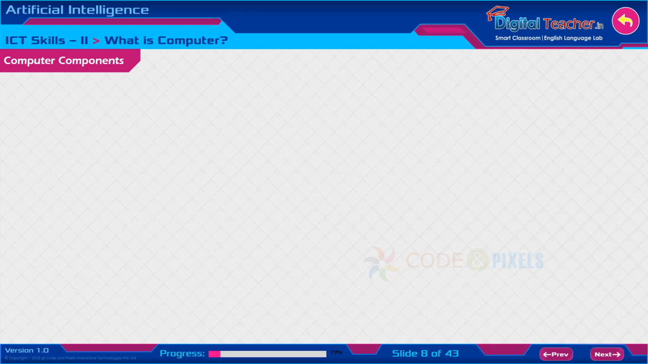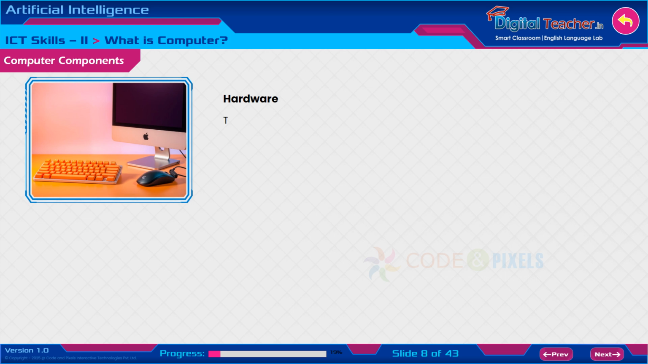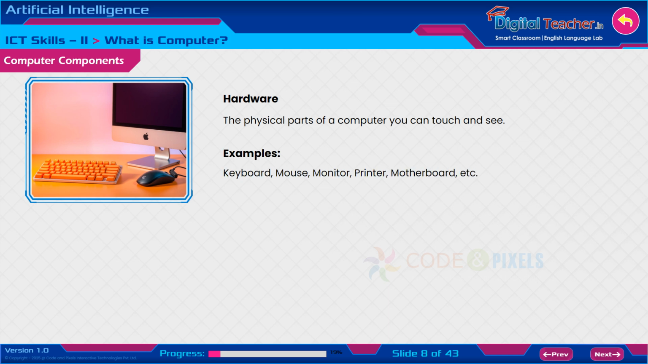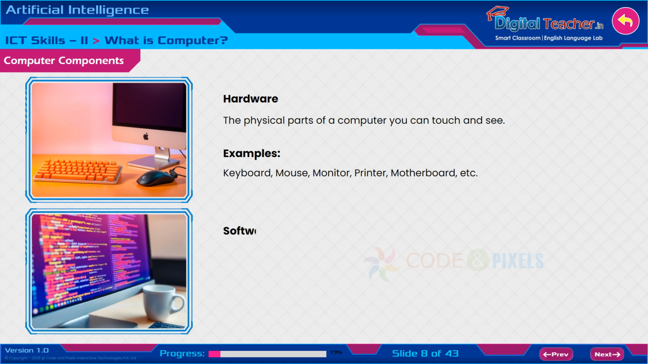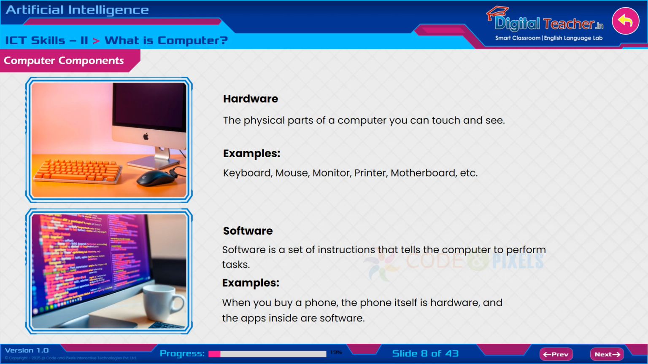A computer is made of 2 major components. Hardware. Hardware includes all the parts of the computer that we can touch and see. Examples, keyboard, mouse, monitor, printer, motherboard, etc. Software. Software is a set of instructions that tells the computer to perform tasks. For example, when you buy a phone, the phone itself is hardware, and the apps inside are software.